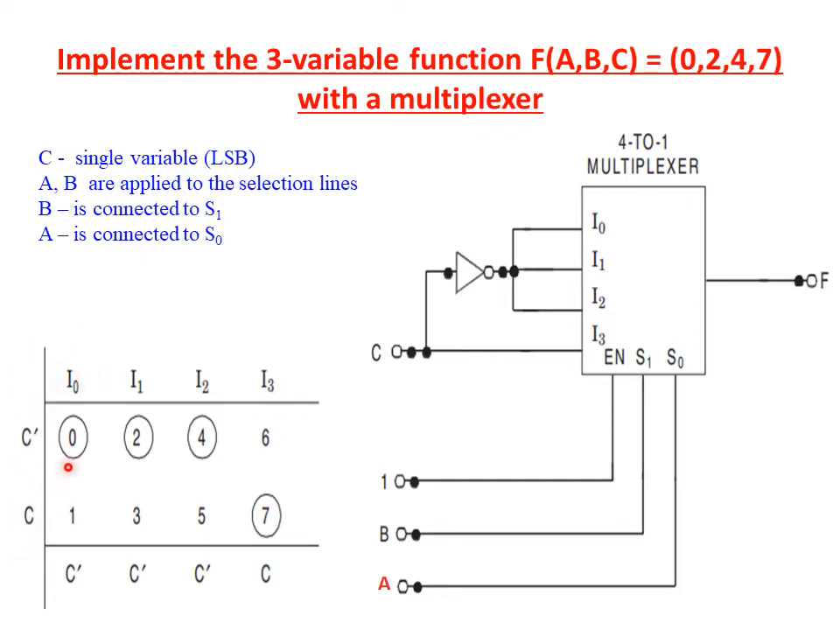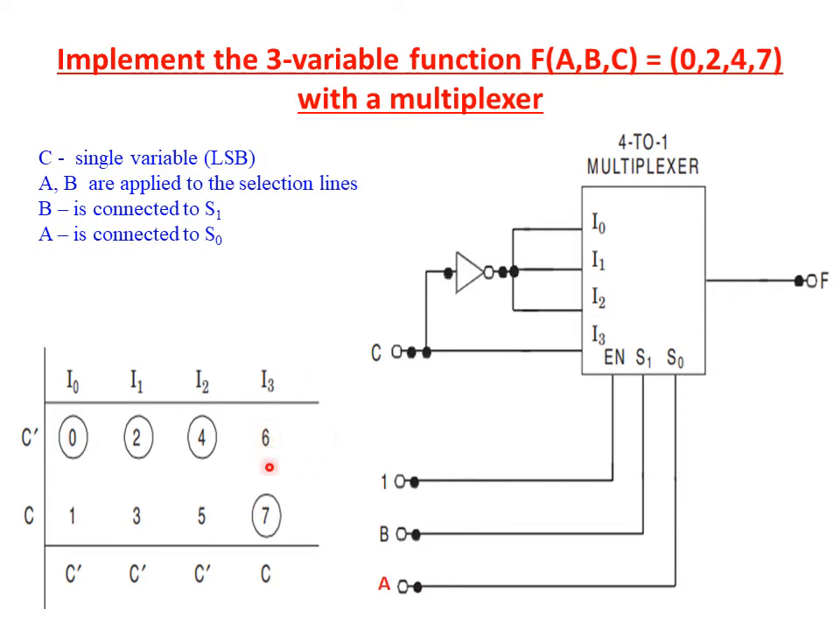So C bar, C is written here, and the inputs I0, I1, I2, I3 are written. For the LSB case, the small difference is we need to write the numbers in this order: 0, 1, 2, 3, 4, 5, 6, 7. So if you are taking the LSB as the single variable, we need to follow these combinations. So here now we are circling the equivalent minterms. So 6, 4, 2, 3 we circled.